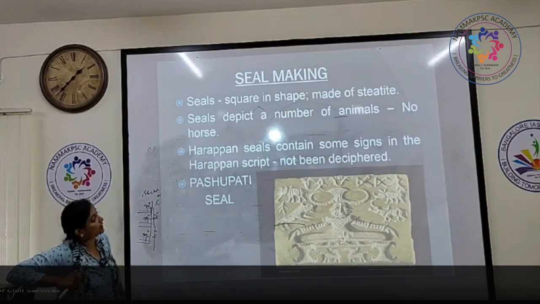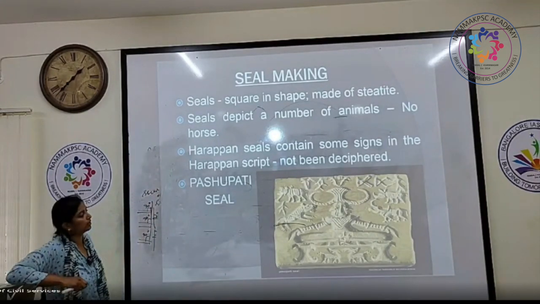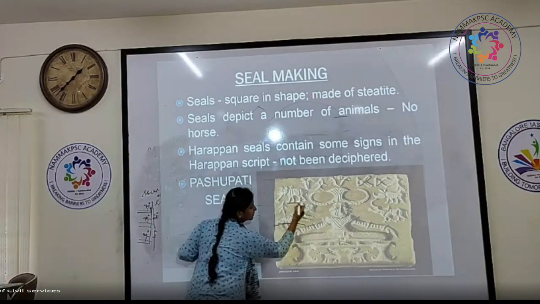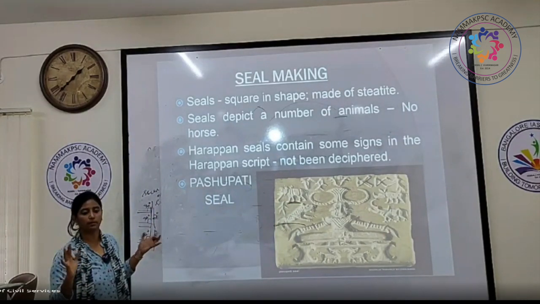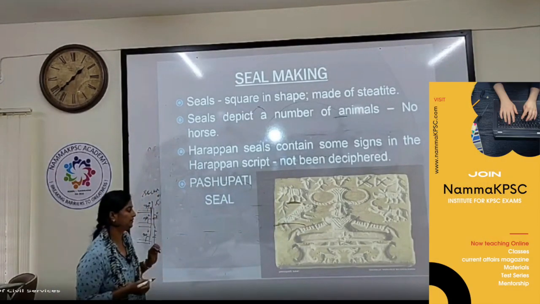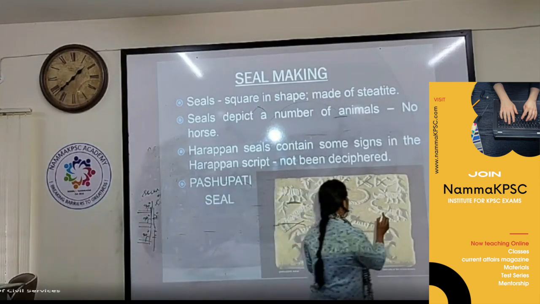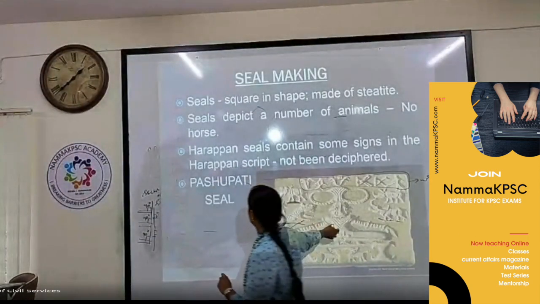So seals depict a number of animals. Remember, no horse. Remember, no horse. See here, there's a picture of an elephant. You see that here? But other material evidence is lacking. We have not found an elephant yet. But we have a few seals which depict an elephant, a tiger, a bull. And these are their writings. This is our Pashupati Mahadev seal, or it's just called the Pashupati seal. So remember this seal.